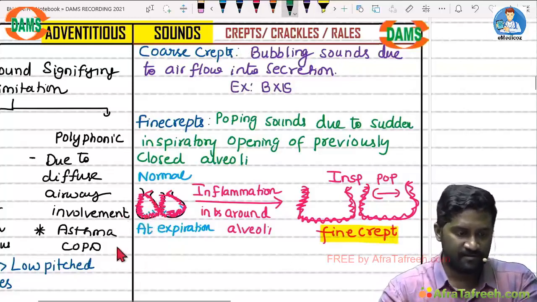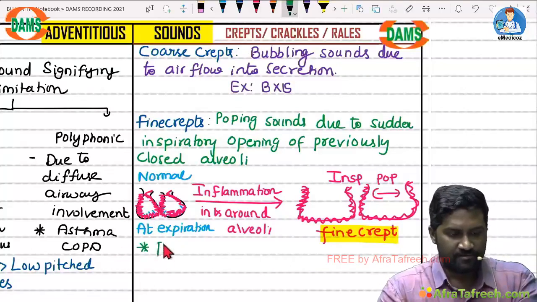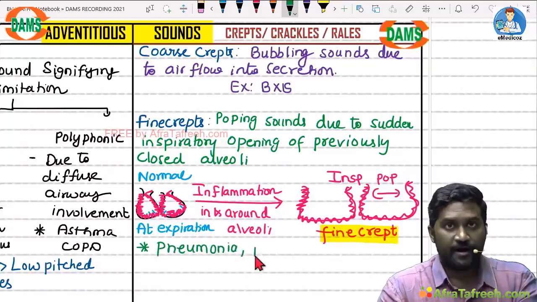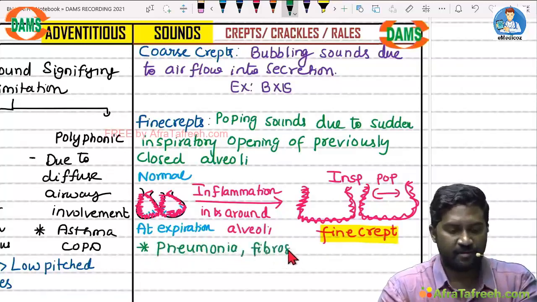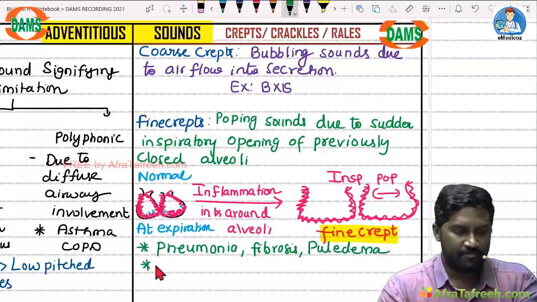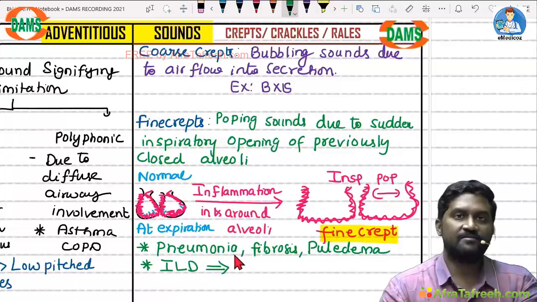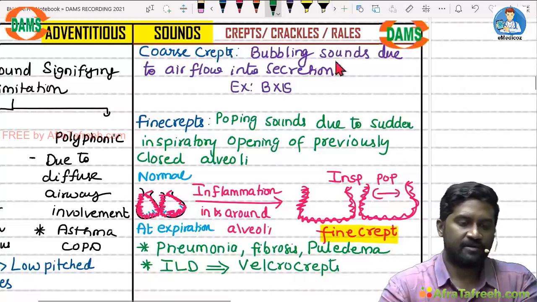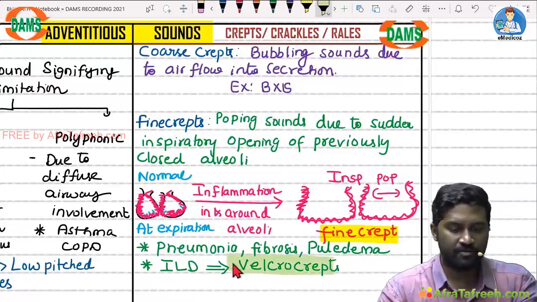So what are the diseases responsible? It can be seen in pneumonia, fibrosis, pulmonary edema. Very importantly, in interstitial lung disease. In interstitial lung disease, these fine crepitations are given a special name called Velcro crepitations.